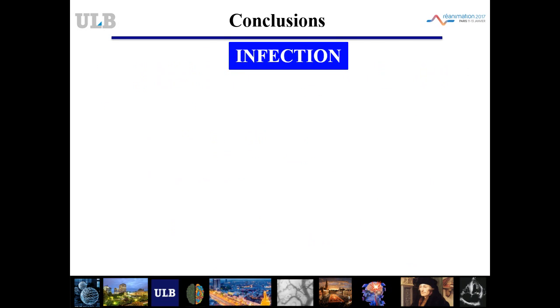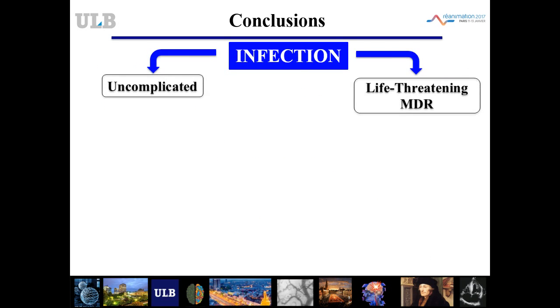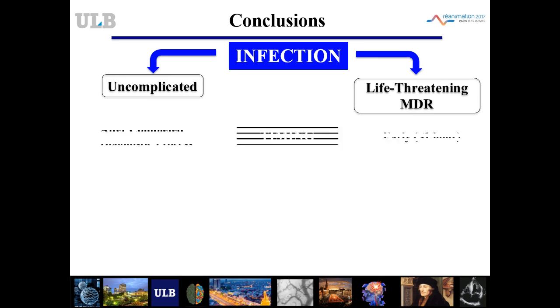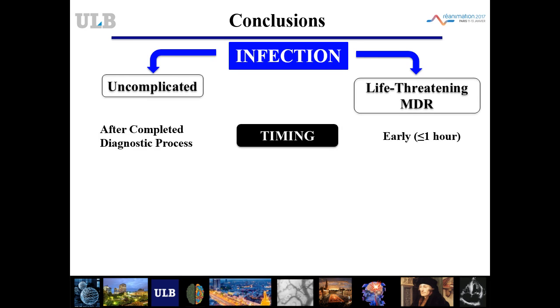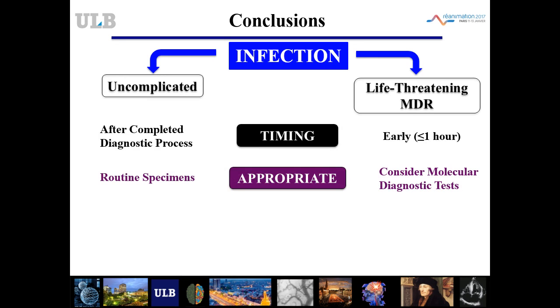So to conclude, when you deal with infection and you have to give antibiotics, I think you have to take into account the patient's situation. If a patient has an uncomplicated infection or a life-threatening one, or you are treating a multi-drug resistant strain, your approach will not be the same. In terms of timing, you can give it early in the very severe infection and wait for a complete diagnostic process when the infection is not so severe. In terms of appropriateness, you can consider molecular diagnostics because you want to be appropriate since the first dose, while you can wait for routine specimens in less severe infection.